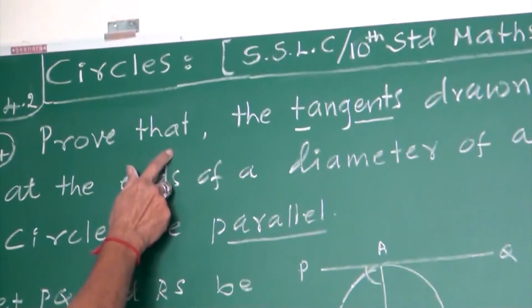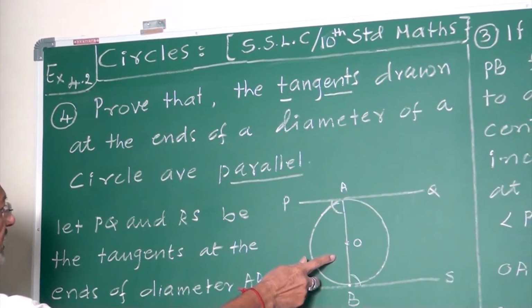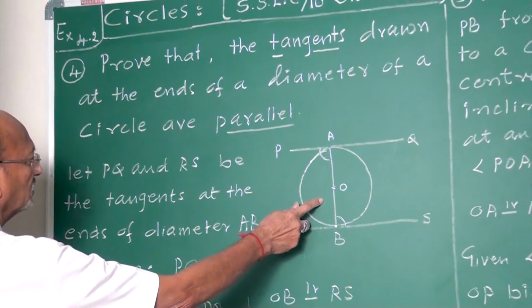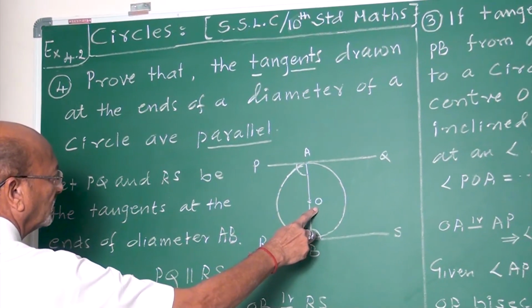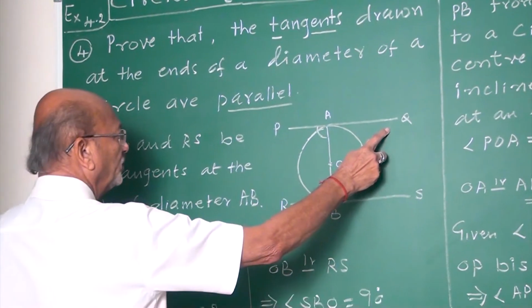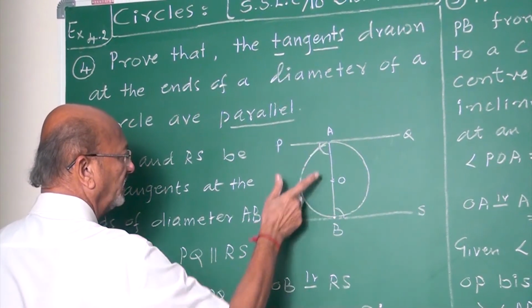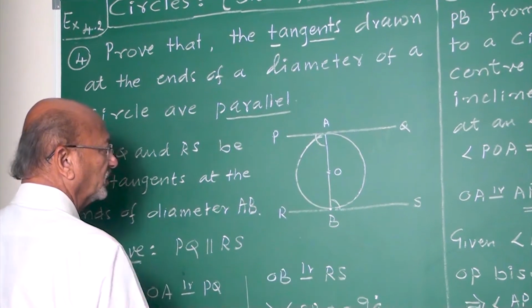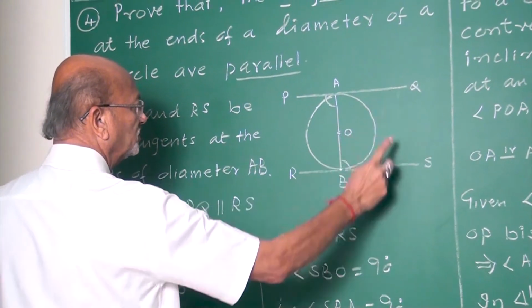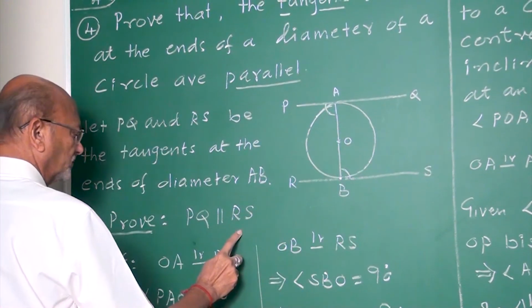Prove that the tangents drawn at the ends of a diameter of a circle are parallel. This is your circle with center O. PQ and RS are the tangents at the ends of the diameter AB. You want to prove PQ is parallel to RS.